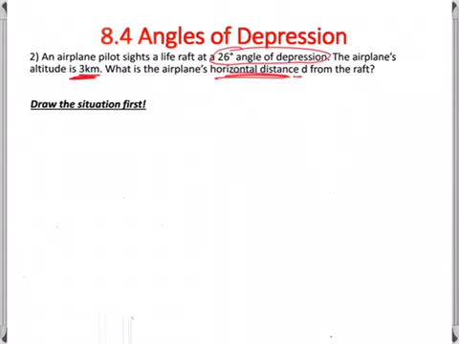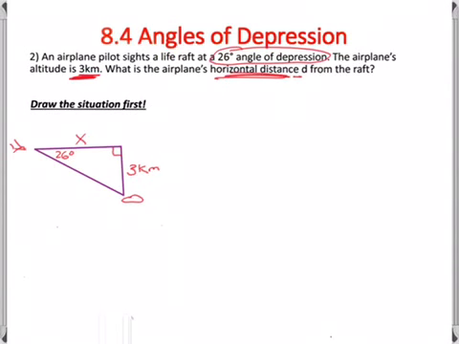Well, we'll start with our basic angle of depression triangle. So there's our triangle. We've got a life raft. We've got an airplane. And we know that the plane is sitting at 3 kilometers in the air, and the angle of depression is 26 degrees. And we're looking for the horizontal distance.